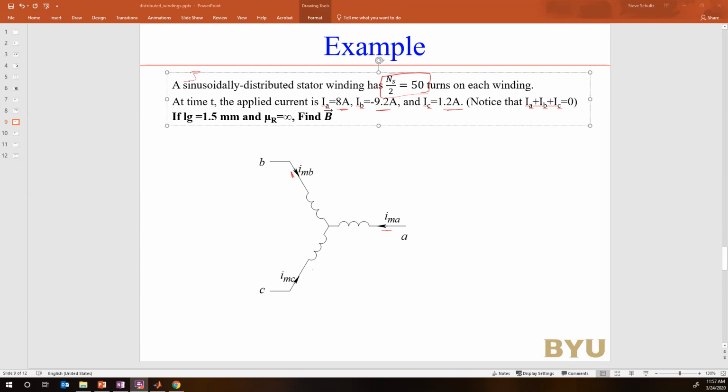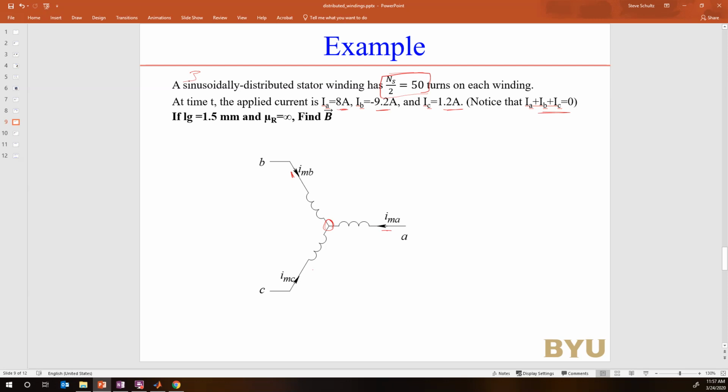Okay, sorry, I made a change. So the current in A is 8, the current in B is minus 9.2, the current in C is positive 1.2, such that when I sum these three together, they have to equal 0, because of Kirchhoff's current law right here. These three currents, since they're in a Y configuration, have to sum to 0. And at this instant in time, we get this variation.